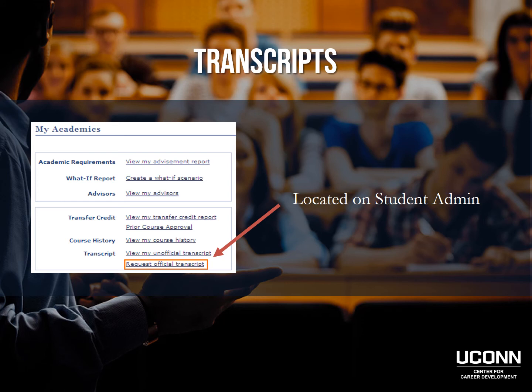Some applications will ask for official or unofficial transcripts. For unofficial transcripts, log into your UConn student admin account. You will have to print and scan the transcripts to attach as a PDF on your application. Requesting official transcripts can also be found on student admin. You can find the directions on how to request your official transcripts on the registrar's website, registrar.uconn.edu. If you transferred credits from another college or university, you must also request official transcripts from those institutions.